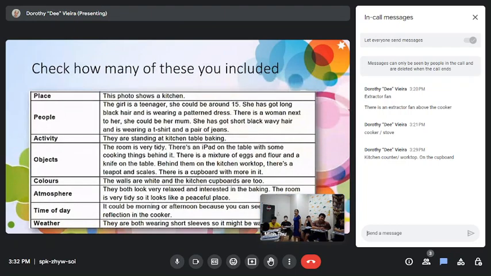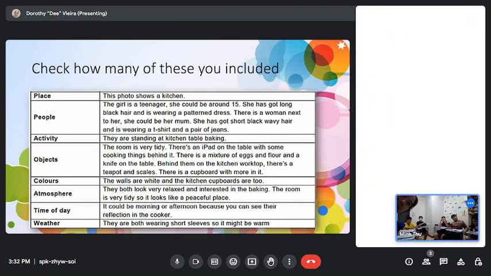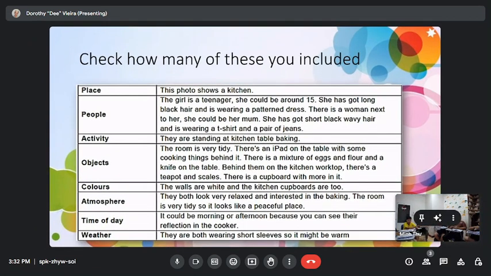Okay, the colors. The walls are white and the kitchen cupboards are too. The atmosphere. The mum and the girl both look very relaxed and interested in the baking. The room is very tidy, so it looks like a peaceful place. The time of day. It could be morning or afternoon because you can see their reflection in the cooker.